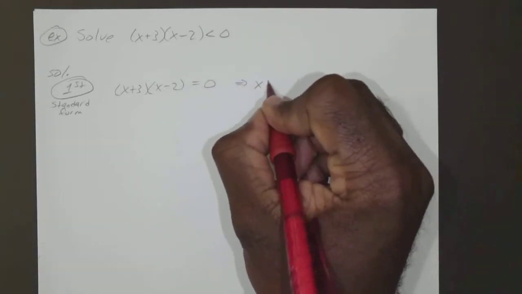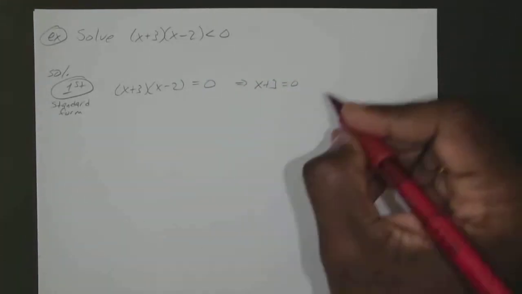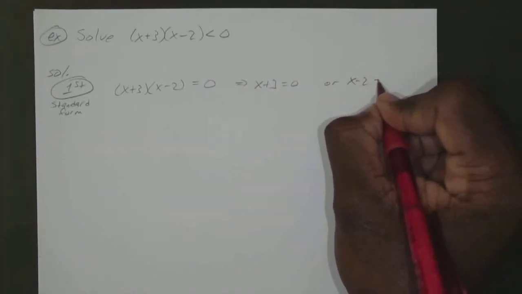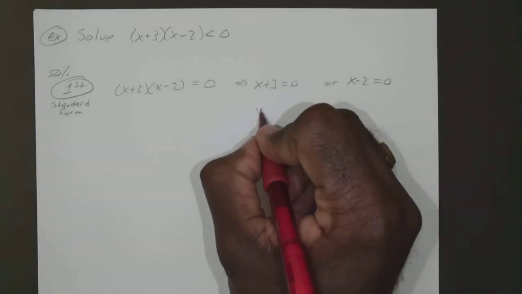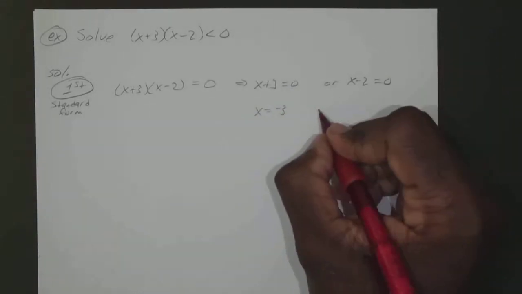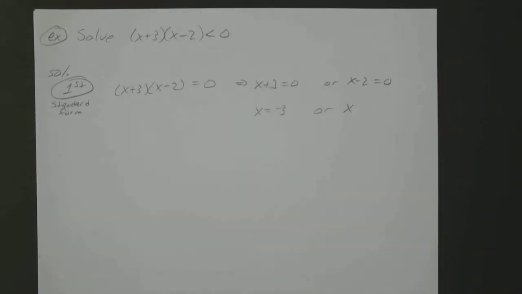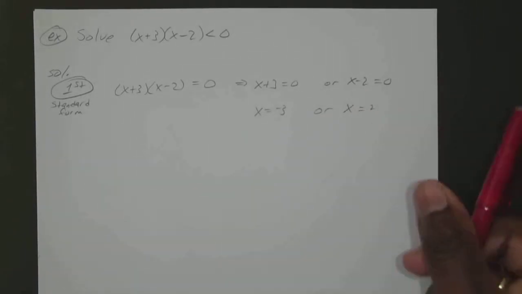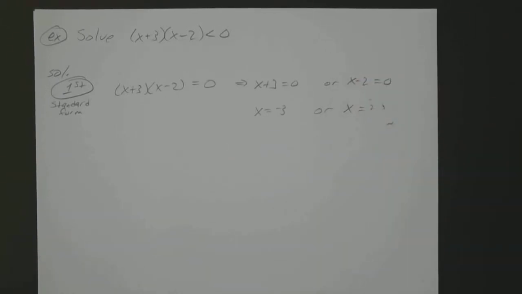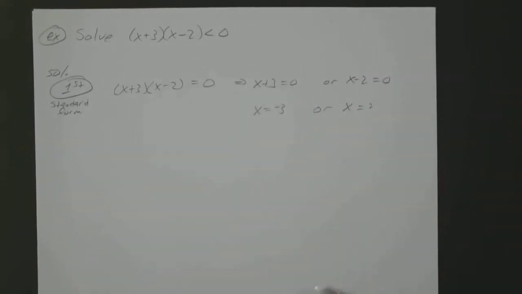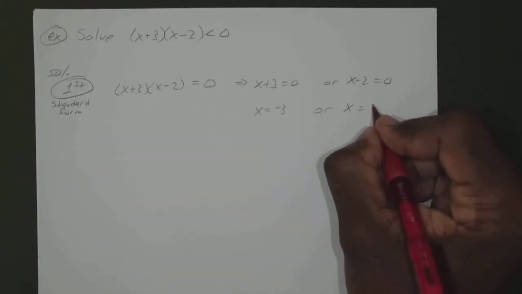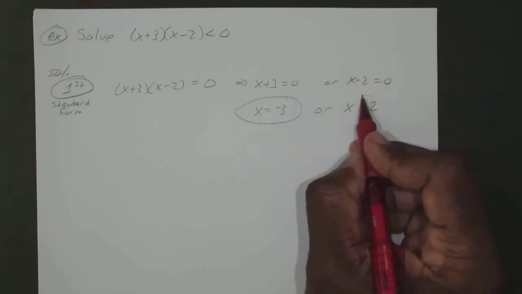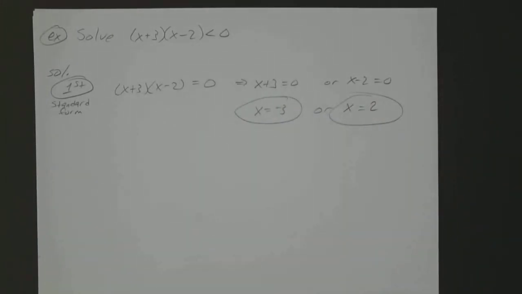Okay, which means that x plus 3 can equal 0, or x minus 2 can equal 0. Okay, if we subtract 3 from both sides, x can equal negative 3, or add 2 to both sides here. X can equal 2. Okay, so we have our 2 solutions, and those are your critical points.